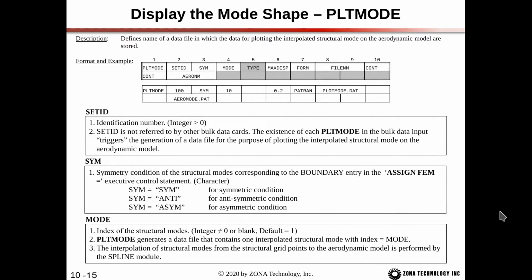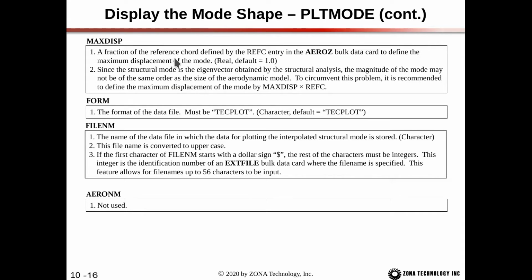Next we have mode, which is the index of the structural modes. So the plot mode generates a data file which contains just one interpolated structural mode with the index equal to mode. Next we have max displacement. This is a fraction of the reference chord defined by ref C to define the maximum displacement of the mode. So the maximum displacement that is plotted is calculated as max DISP times the reference chord. The default is 1. So by default, the maximum displacement of any aerodynamic grid in this plotted mode shape is just equal to ref C. Next we have the form, which must be equal to tecplot.